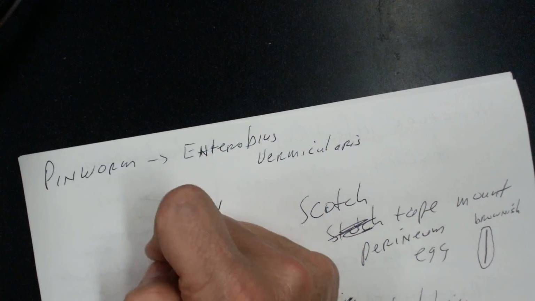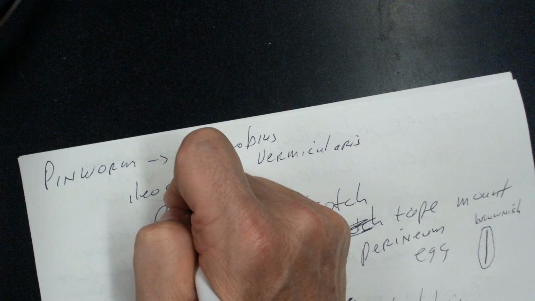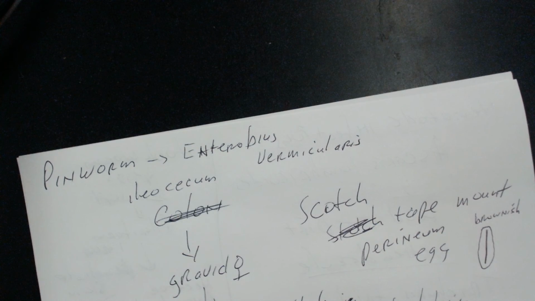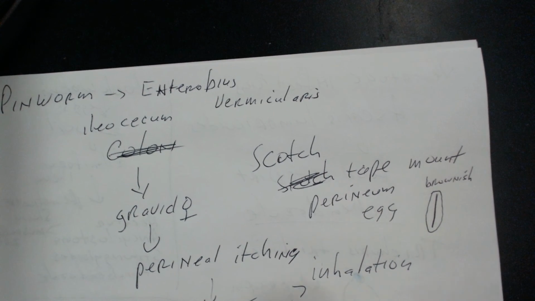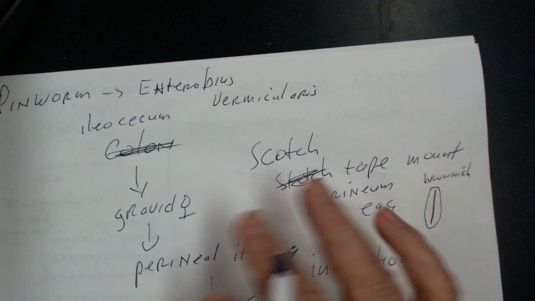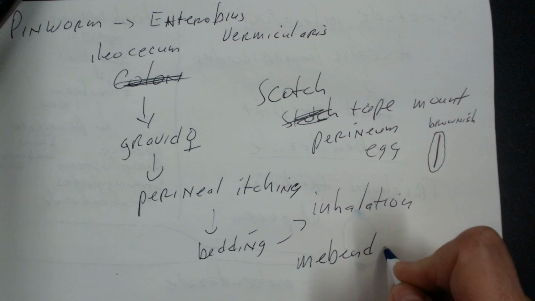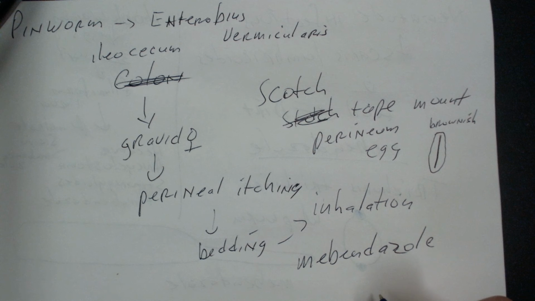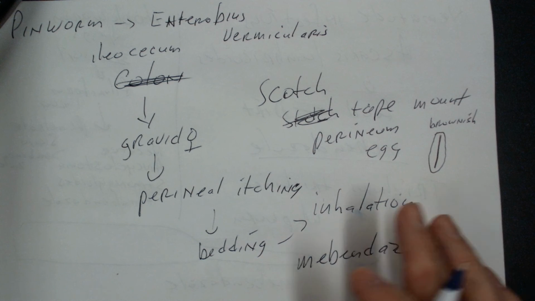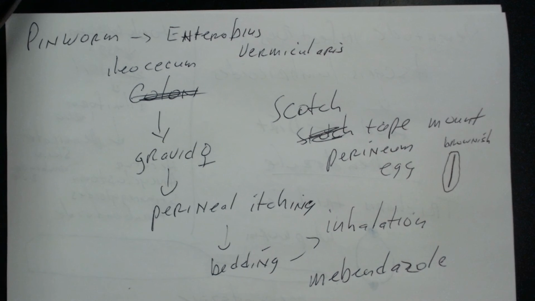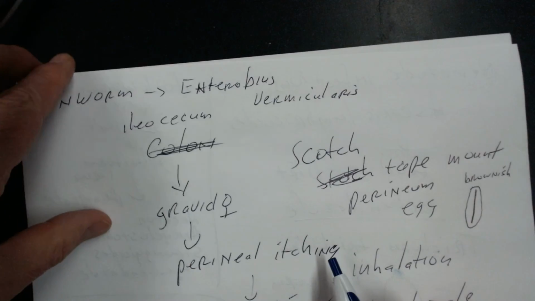I said the colon. That's not right. It's the ileocecum, which is part of the colon. All right. The ileocecum. And this is very treatable. So the Scotch tape mount is a surefire, yes, you have it. So you treat this with mebendazole. And that works really well. Okay, so those are the, oh, wait. There's one more thing I really need to talk about.